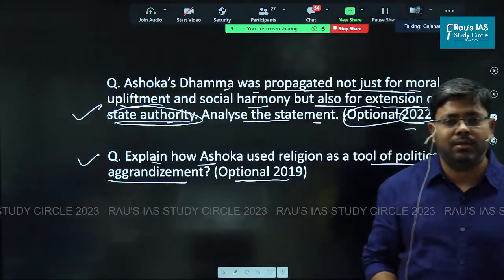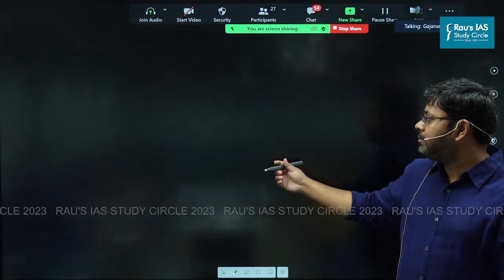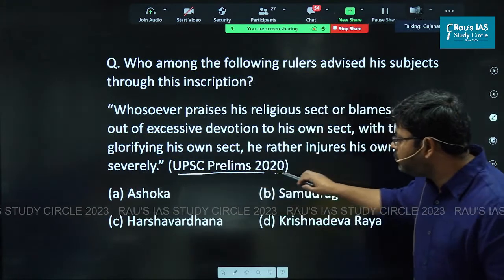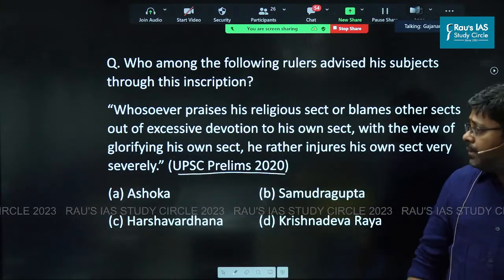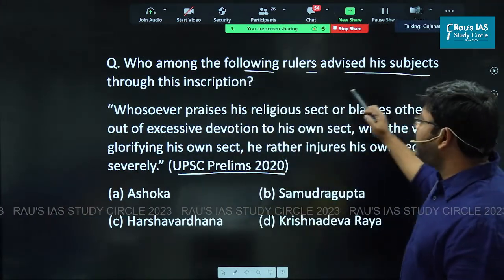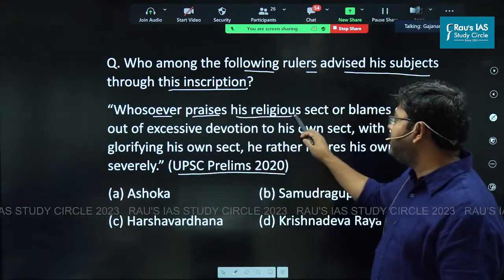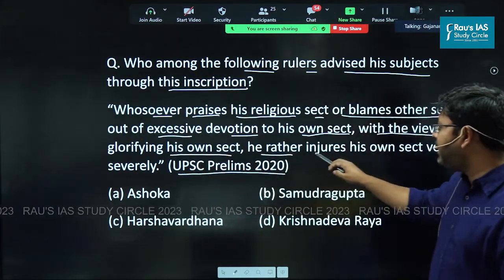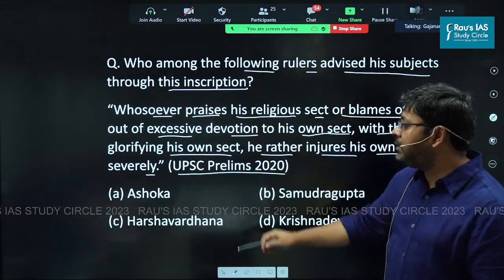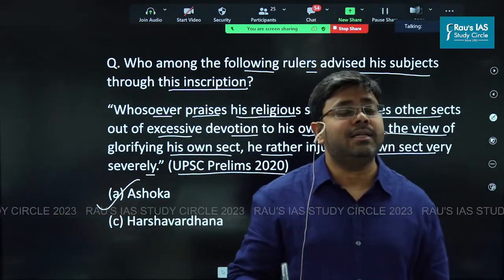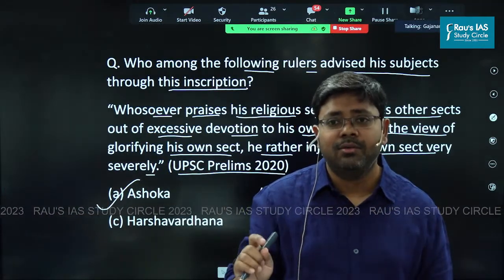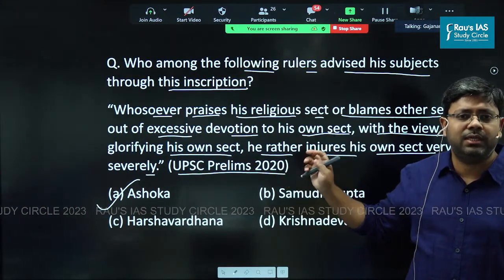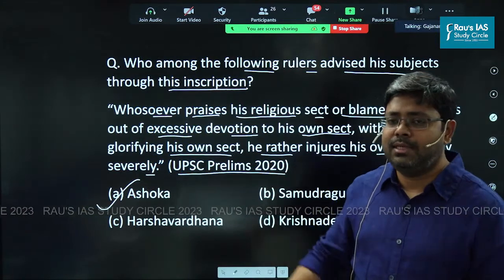A student asked me to connect this with prelims. Look at a GS question from prelims. I'll come to this, don't worry. See this question of UPSC prelims 2020. Who among the following rulers advised his subjects through this inscription? Whosoever praises his religious sect or blames other sects out of excessive devotion to his own sect, with the view of glorifying his own sect, he rather injures his own sect very severely. Who said this? It was Ashoka, who said in his edict that one should be religiously tolerant. Dhamma propagated religious tolerance. In prelims, questions are being asked directly across history, and for those taking history as the optional, it is just like a cakewalk.